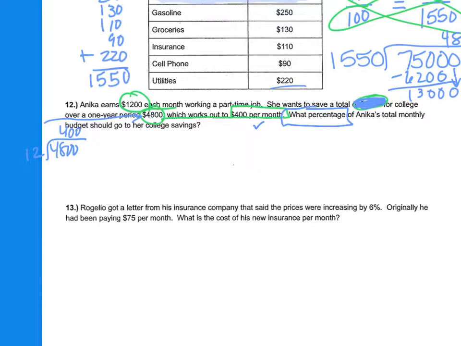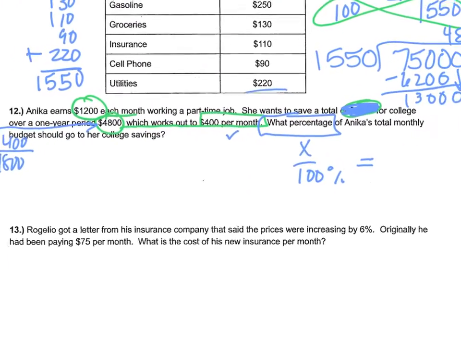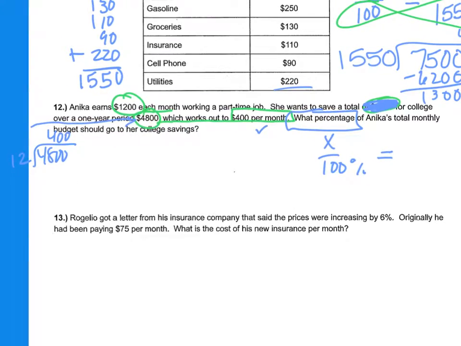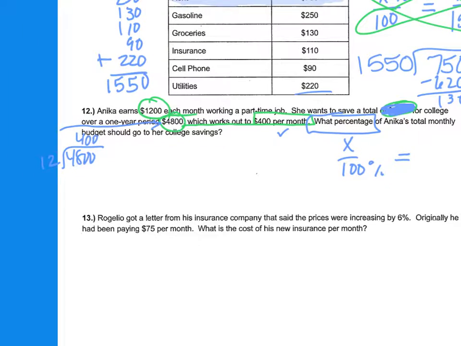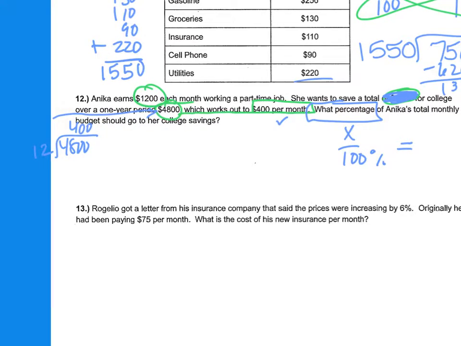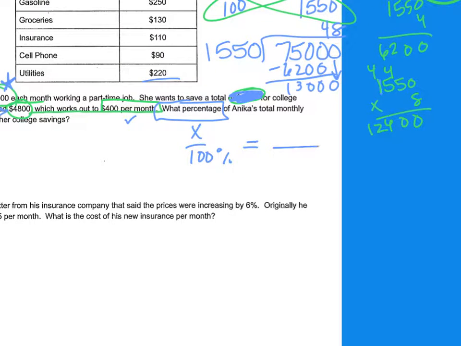The question asks what percentage, so that means X over 100. What percentage of Anika's total monthly budget should go to her college savings? We're looking for what percent, so I put X over 100. And what is her total monthly budget? $400? Wait, that's what she wants to save each month. 1,200 is what she earns each month. That's the money she has. So I'm going to put that over. I made a big mistake.